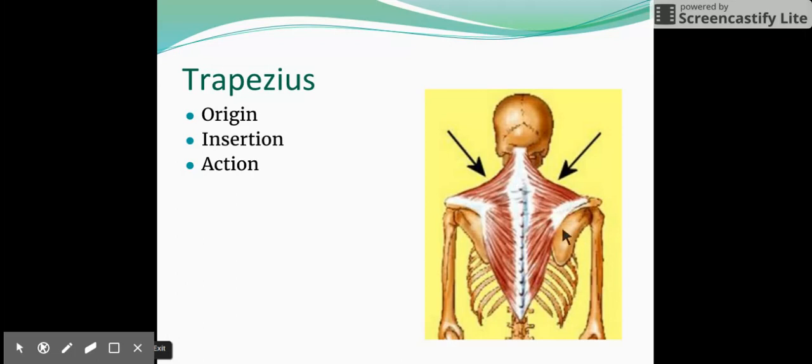And its action is to retract the scapula. So if you pull your shoulder blades back, you're arching your shoulders, that's what the trapezius is doing. That's its job, is to pull those scapula back towards the spine.